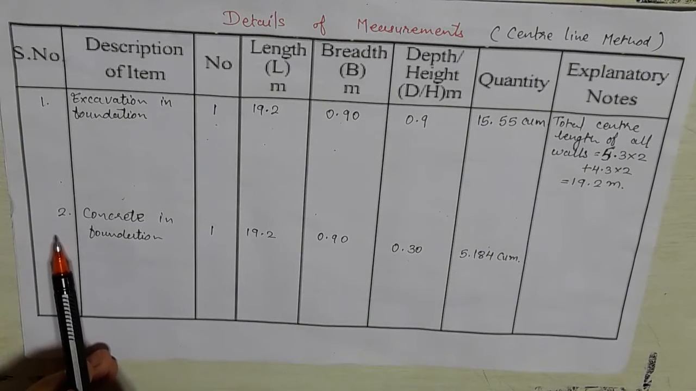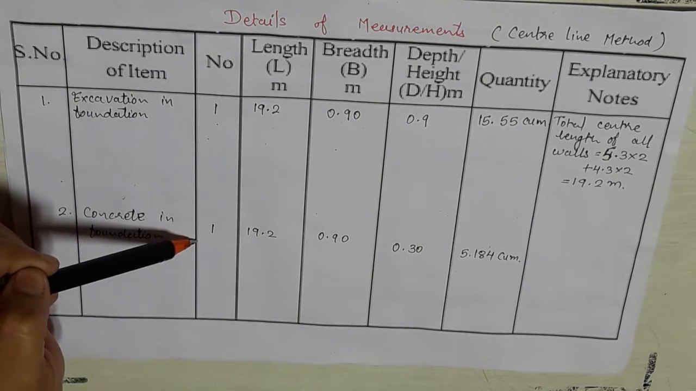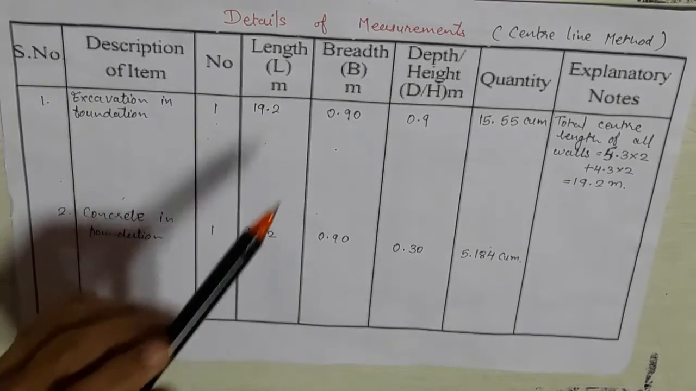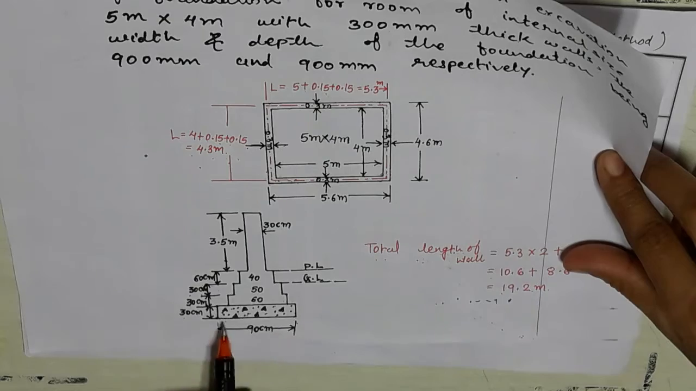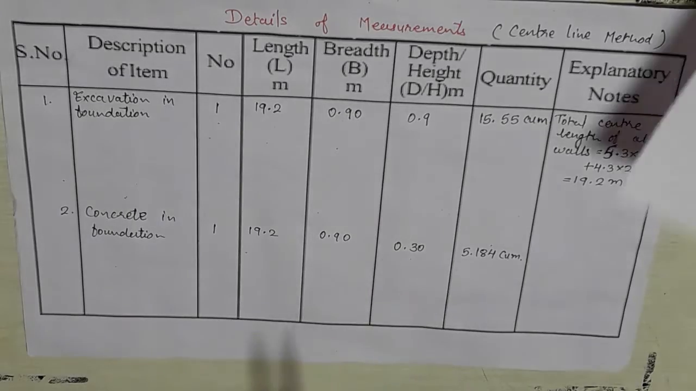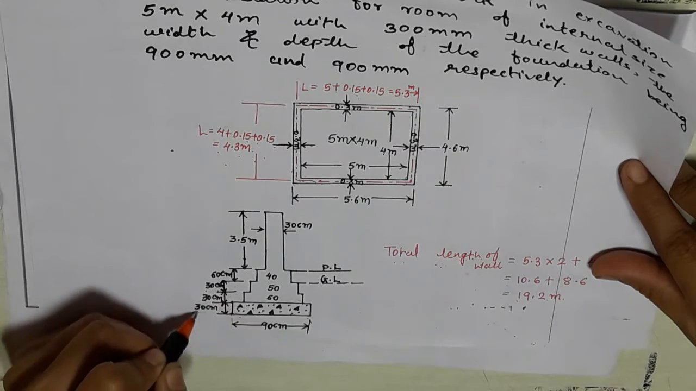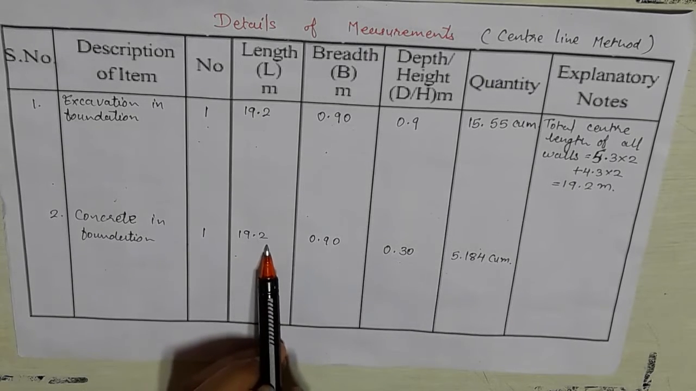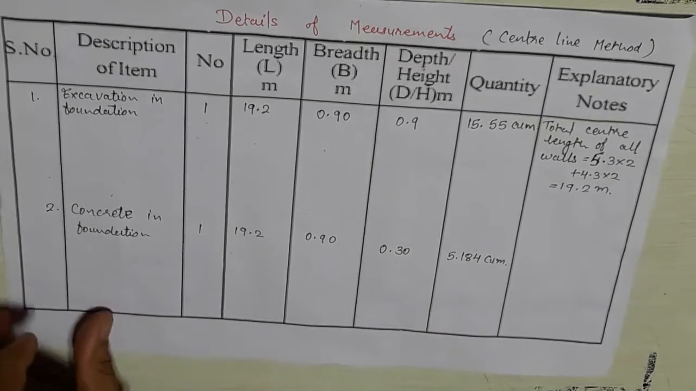Now the second quantity that we have to find out is concreting foundation. Same way, here the number is 1, the length will be the same for all the quantities, so 19.2. Breadth: concreting foundation breadth is 90 centimeter, so 0.9 meter. Depth: here you can see the depth of concrete is 30 centimeter, so 0.3 meter. So the quantity is 19.2 multiplied by 0.9 multiplied by 0.3, so it comes to 5.184 cubic meter.